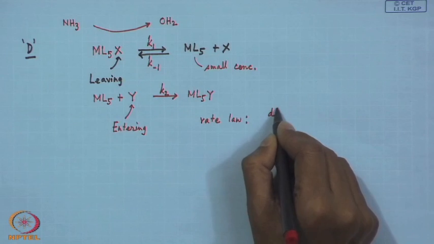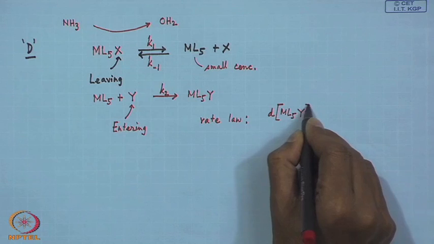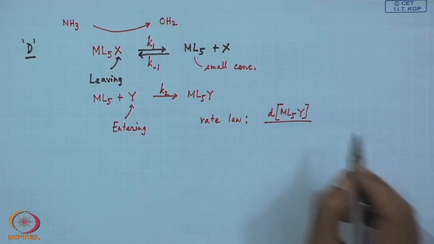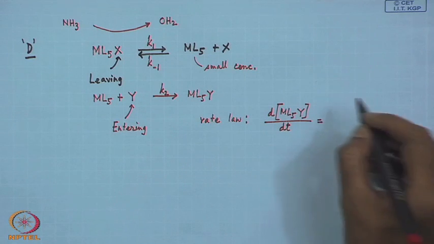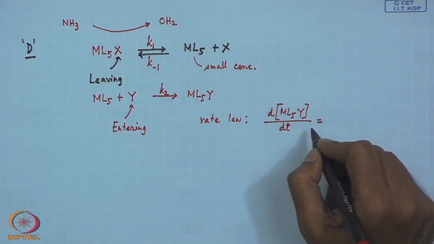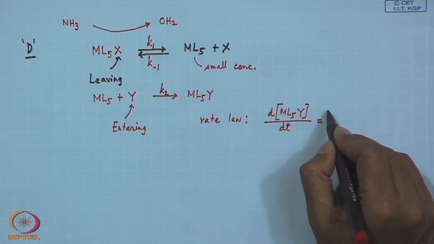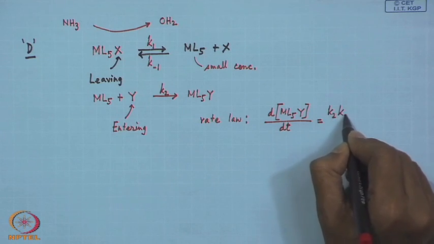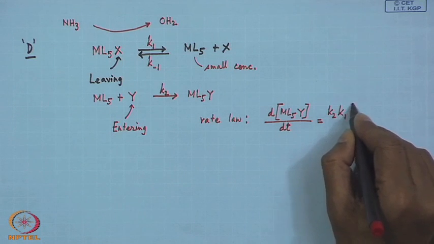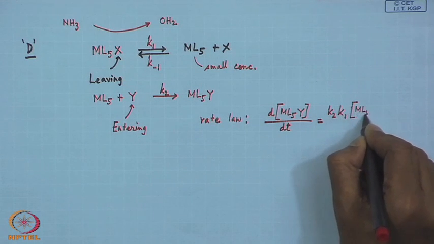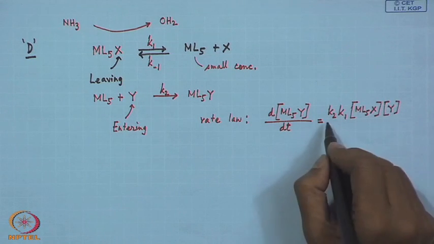as d dt of the corresponding ML5Y. That means, the formation of the product ML5Y with time. So, the rate of change of concentration of the new compound which is forming through the introduction of Y is dependent on K2, K1, these two steps, and the concentration of ML5X and the concentration of Y.